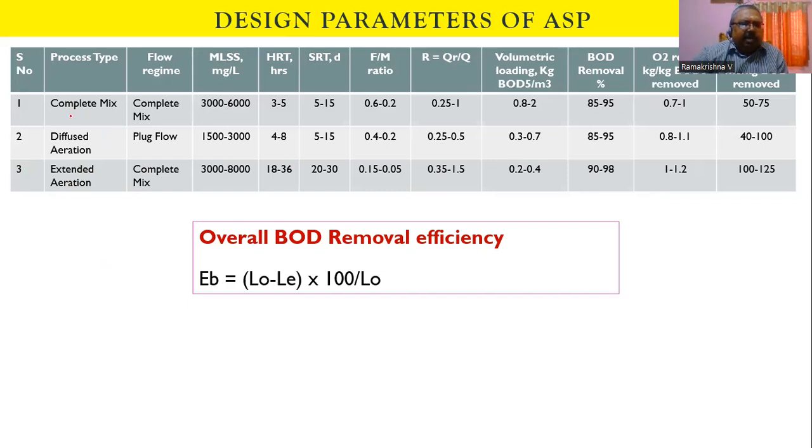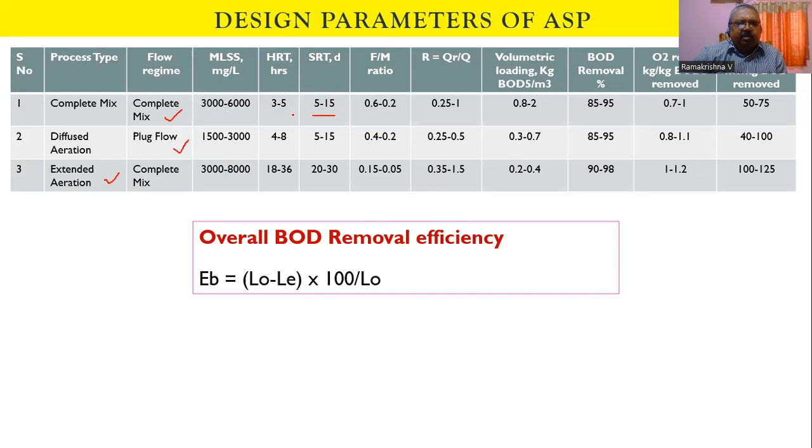And there you can see the complete mix process, the plug flow process, and extended aeration. Extended aeration is another process that is also based on the complete mix process. Here the MLSS concentration will be around 3,000 to 6,000 milligrams per liter. HRT is 3 to 5 hours, and SRT, you remember, is the active life of the biological solids or microorganisms to be kept in the activated sludge process system. This is 5 to 15 days, whereas the HRT is only 3 to 5 hours.